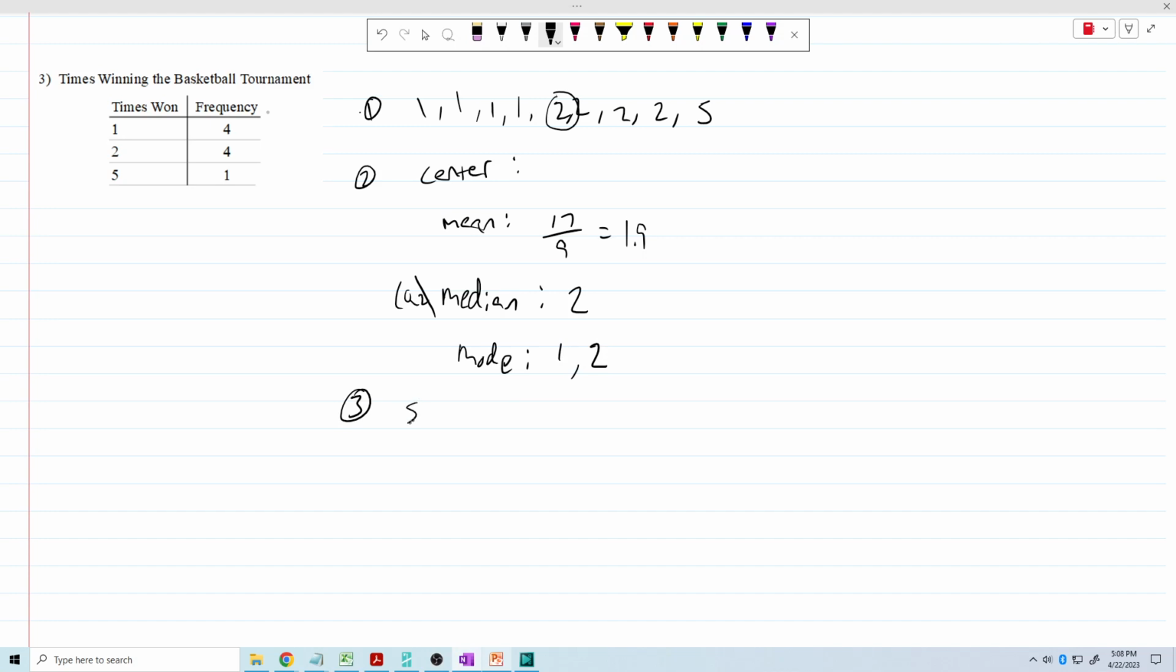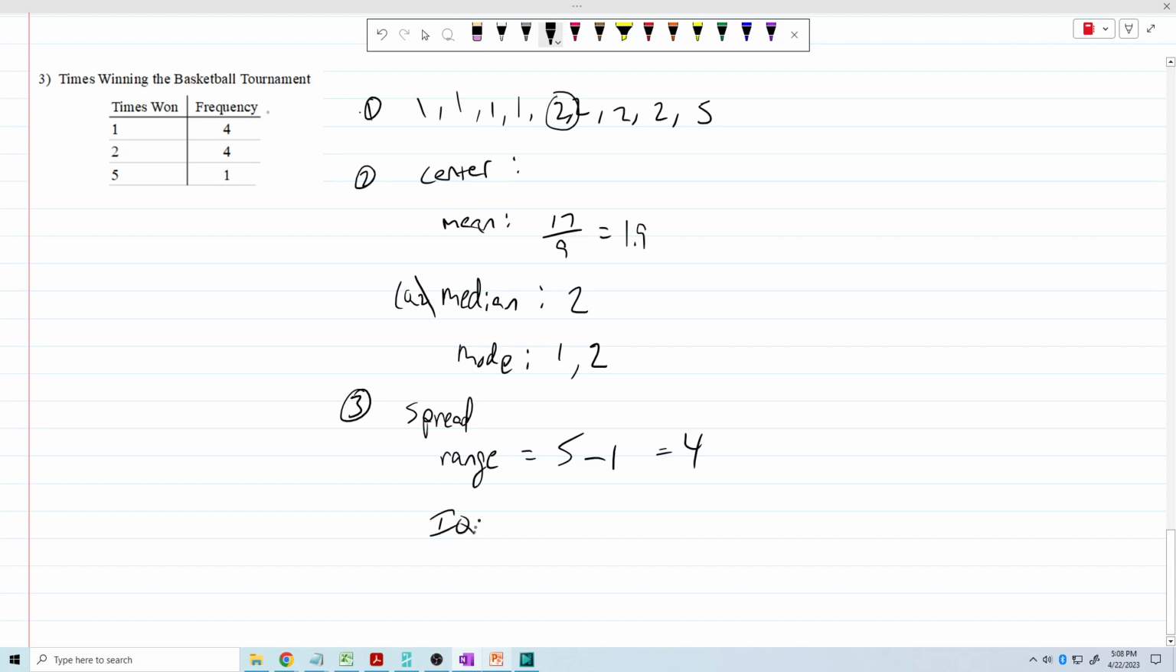Measures of spread. We got range. Take our max number minus our smallest. 5 minus 1 equals 4.